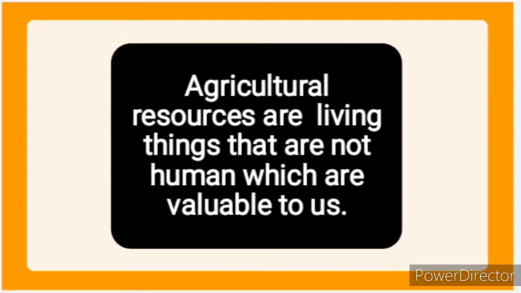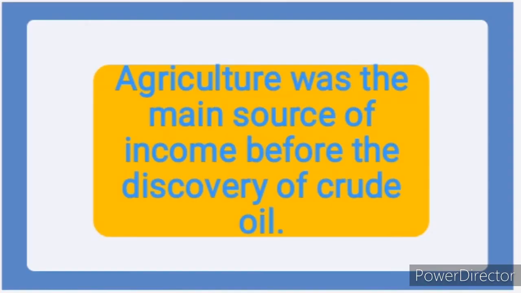Now let's go over to agricultural resources. What are agricultural resources? Agricultural resources are living things which are not human, which are valuable to us. I had to state that they are not human. They are living things, but they are not human. So any living thing that is not human, which is valuable to us, is an agricultural resource. And we're going to look at the types of agricultural resources.